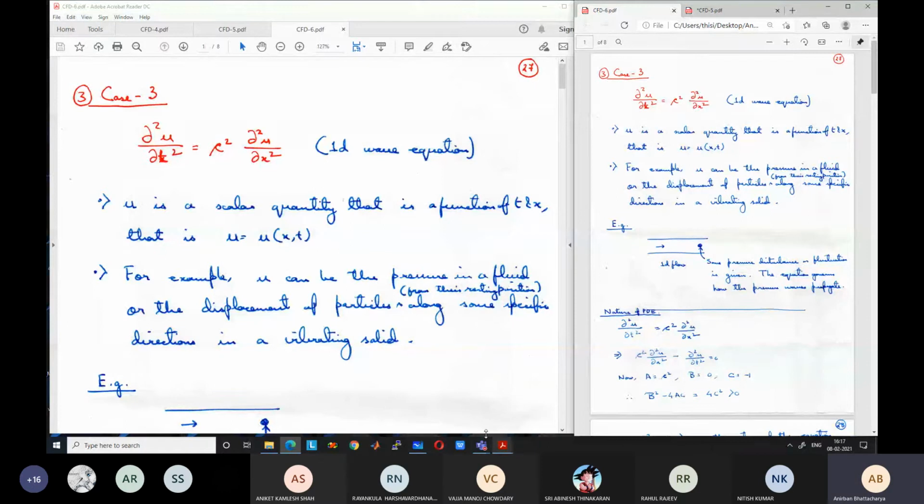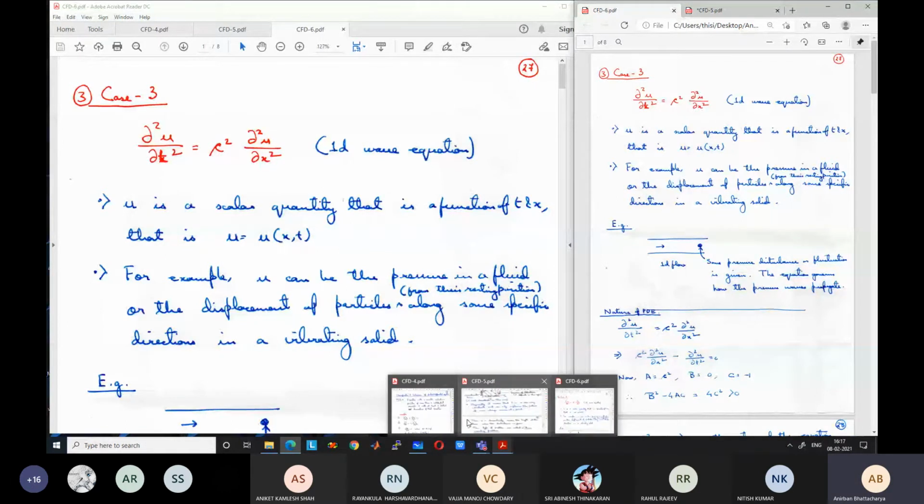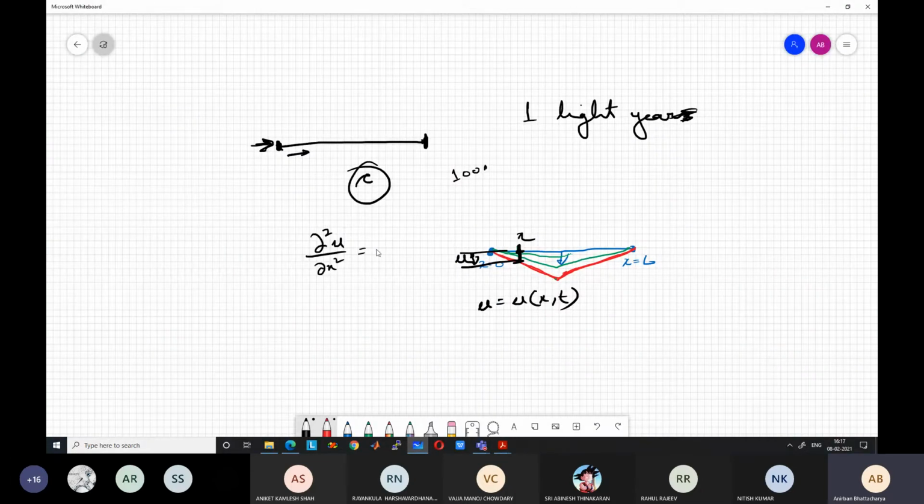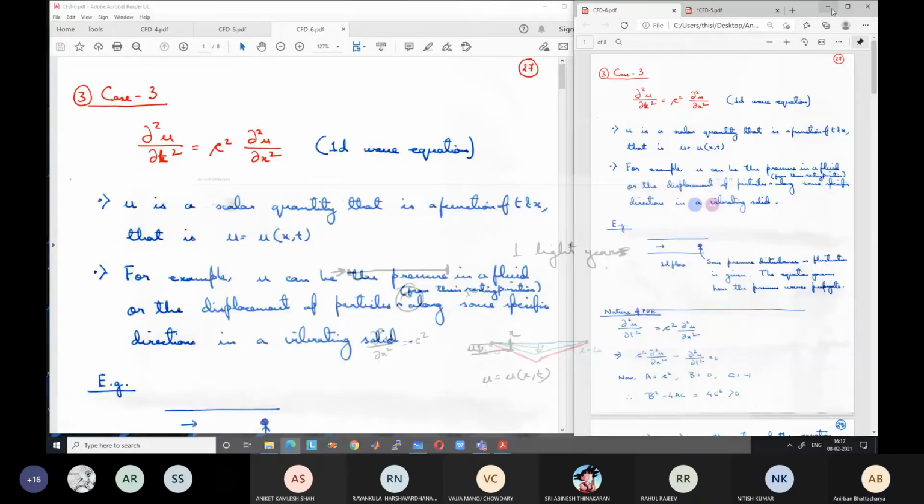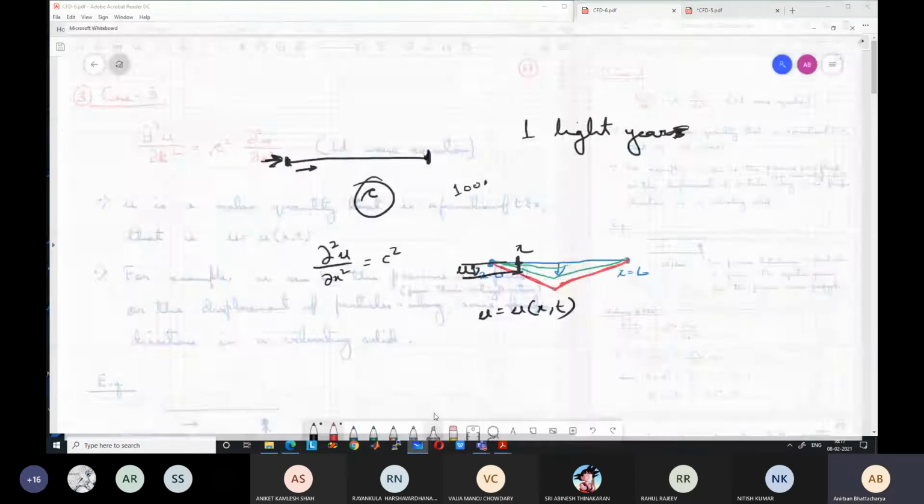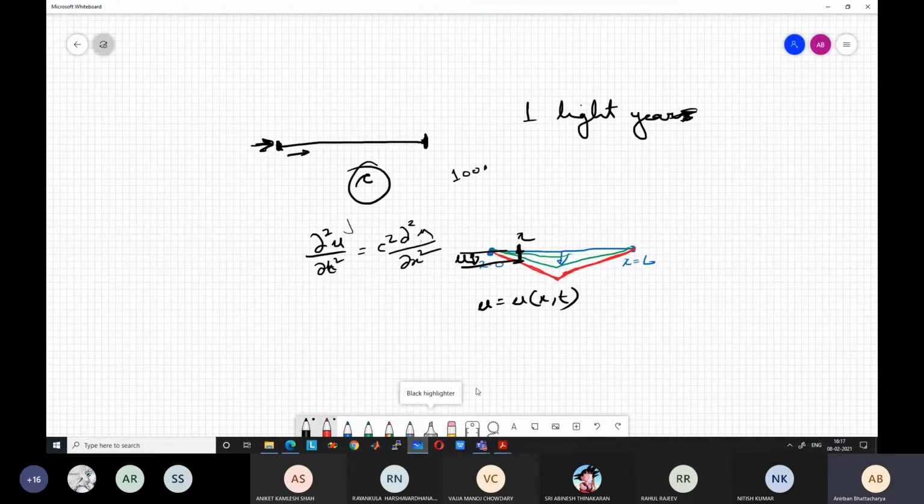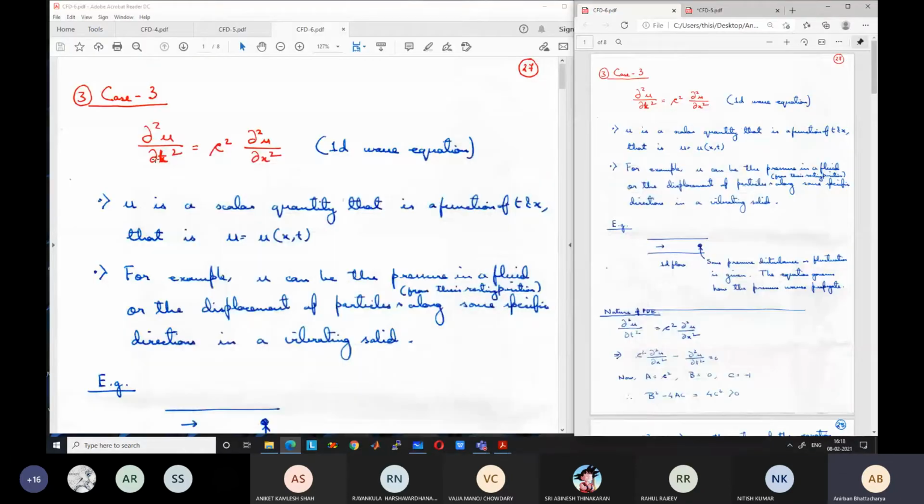So this displacement u is governed by the equation that I have shown here: del square u by del t square equals c square del square u by del x square. Everything is written here. You don't have to write these things also. It is getting recorded also. So this equation gives us the variation of u for all x and t, for the type of problem that I have just shown.